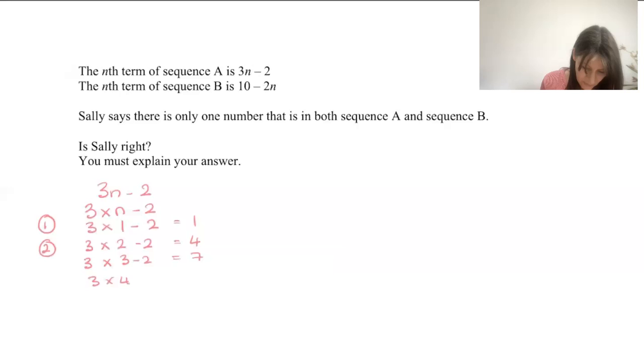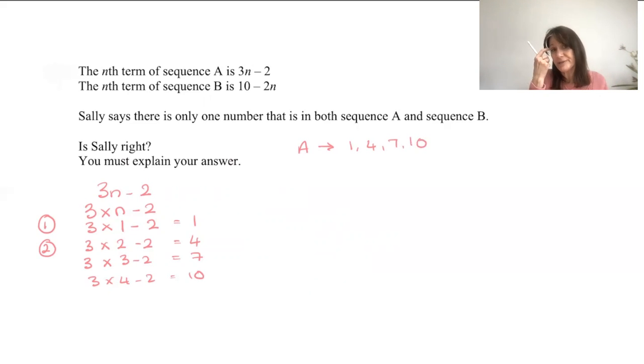3 times 4, take 2 is 10. And now I've got a really good feel for that sequence. So sequence A is going 1, 4, 7, 10. And then I would repeat the whole process with the sequence 10 minus 2n.